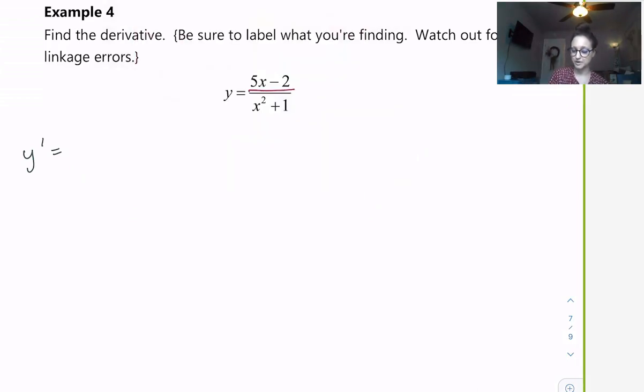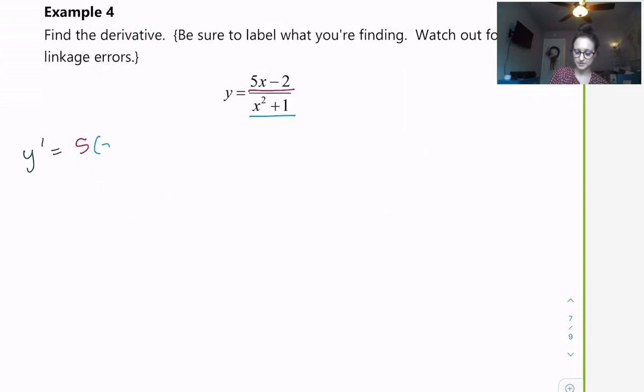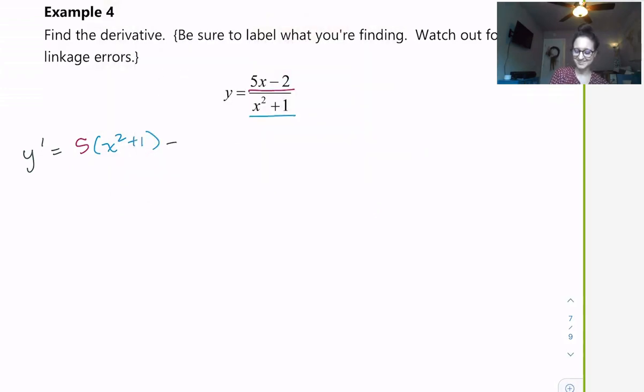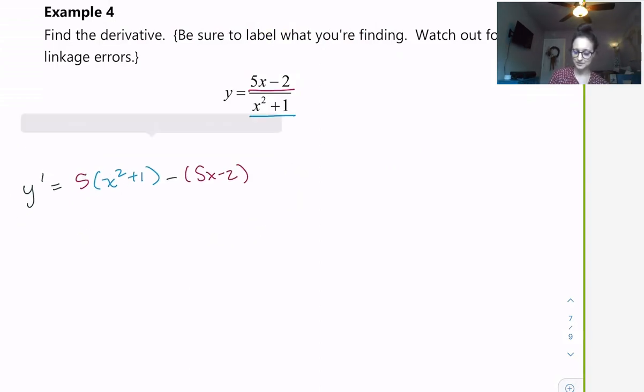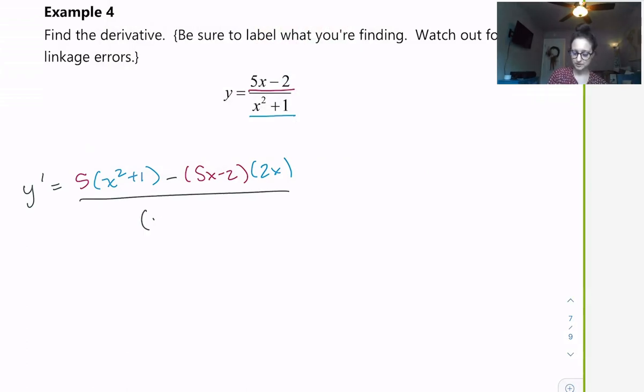So we're going to derive the first, which is just what? It's just 5, yeah. Then hold the second, which is the denominator. Now what? Now minus. Now hold the numerator, 5x minus 2, and derive the denominator, which is going to be what? Just 2x, and then all over the original denominator squared. Okay, for these, I'd like for you to simplify the numerator, leave the denominator as is, okay?